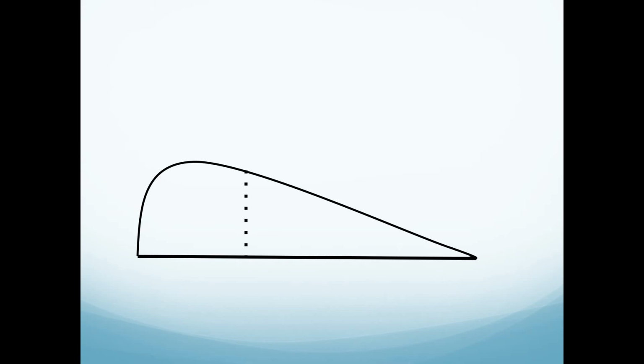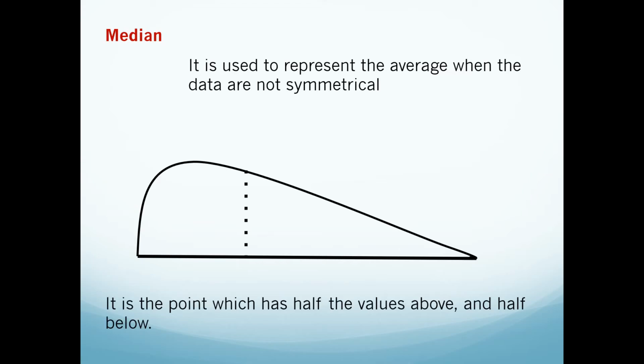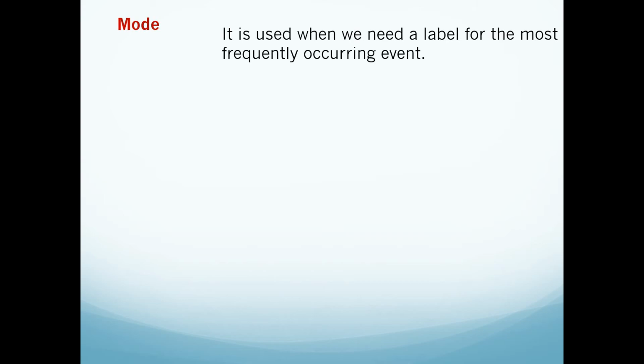But what will happen if the data is not equally distributed around the zero? In this shape of distribution of data, we cannot use the mean. What we can use is the median. It's used to represent the average when the data are not symmetrical. And it is the point which has half the values above and half the values below. When we need to label the most frequently occurring events, we will use the mode.